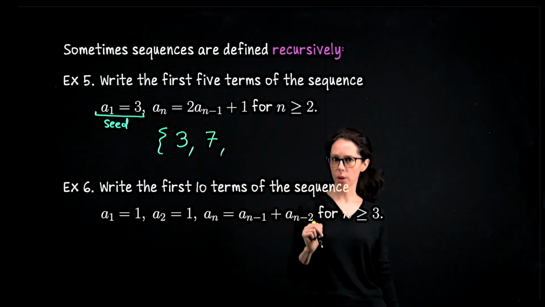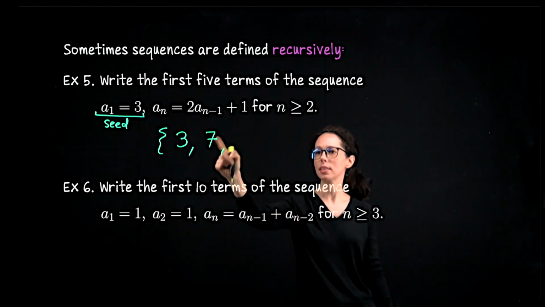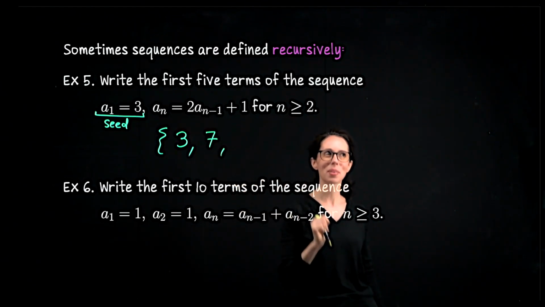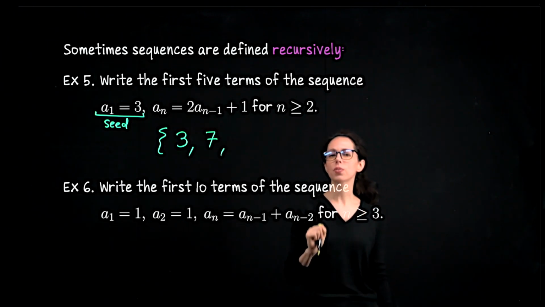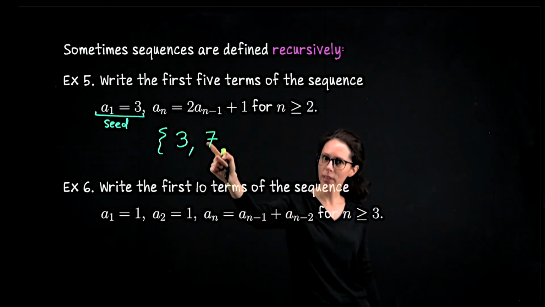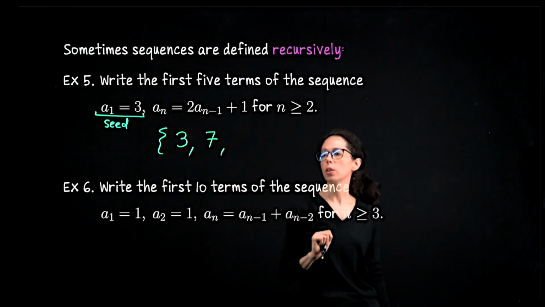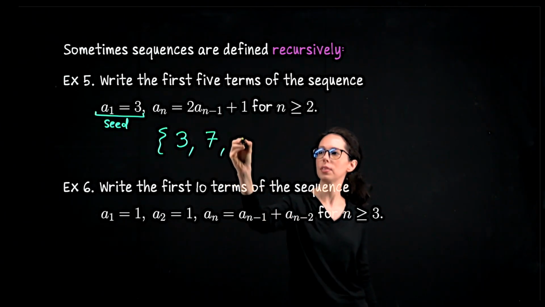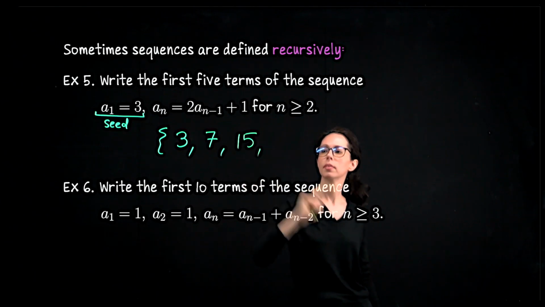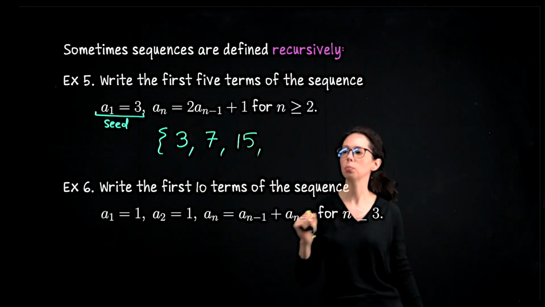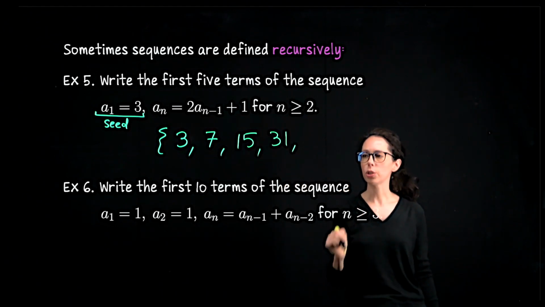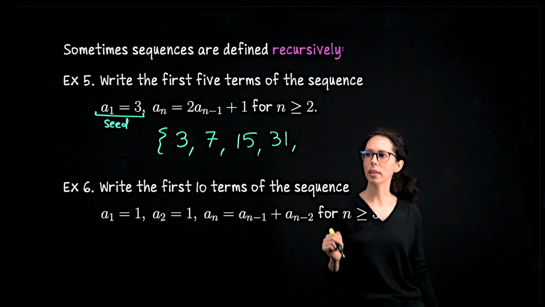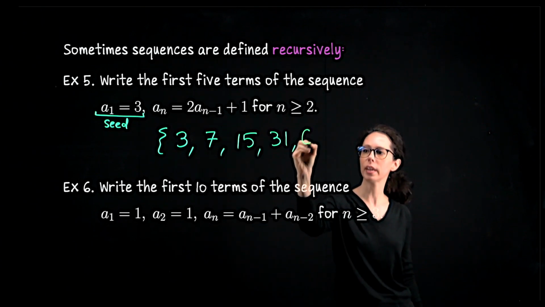Now, the third term in our sequence is 2 times the second term in the sequence plus 1. I'm getting all turned around with these numbers. Okay. So we're going to use this formula in terms of the previous term to get the next term. So 2 times 7 plus 1 is 15. And then 2 times 15 plus 1 is 31. Then 2 times 31 plus 1 is 62 plus 1 is 63.